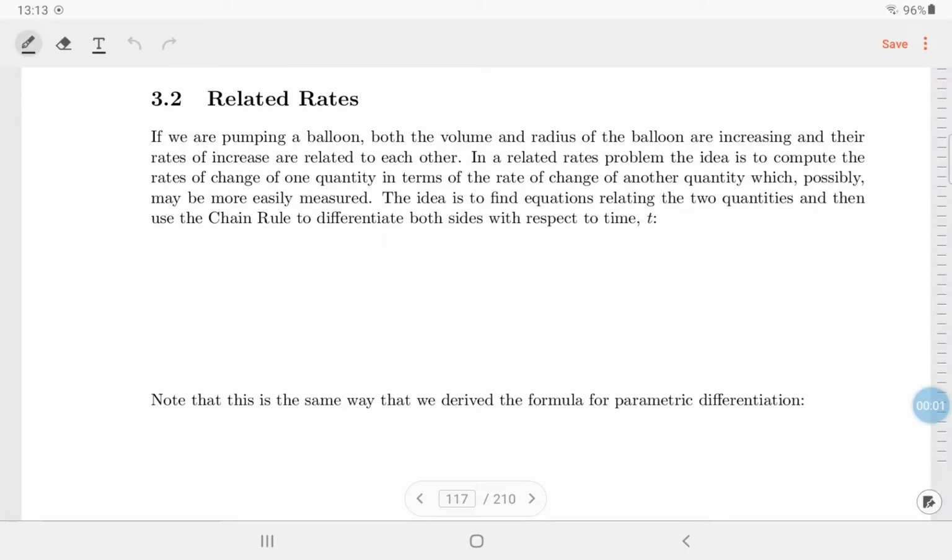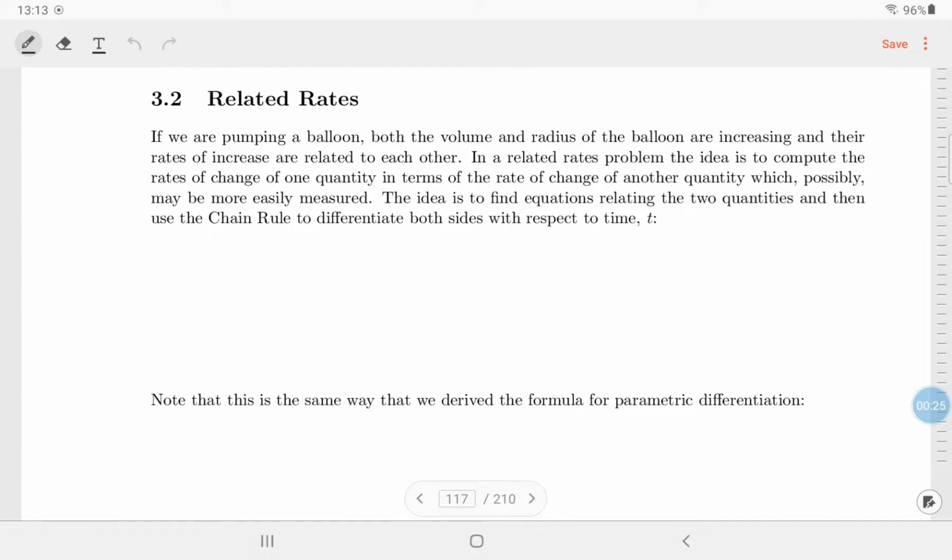Second question here in this third chapter. So this is about how, for pumping a balloon, both the volume and the radius of the balloon are increasing. So you're pumping up the balloon, the volume is increasing as you put air into it, and also the radius is changing. And what's the relationship between them?